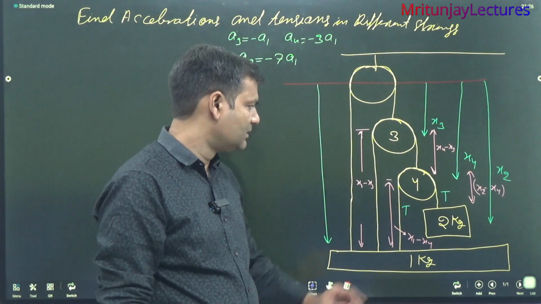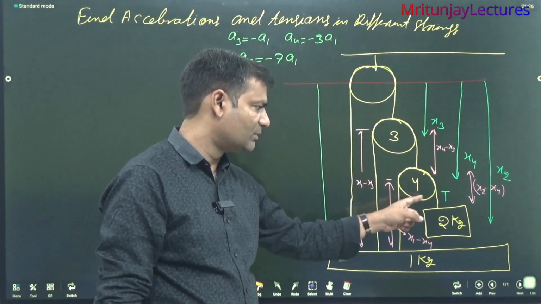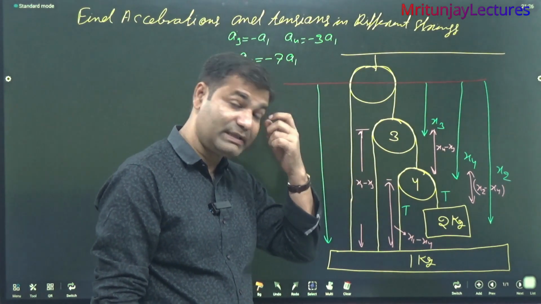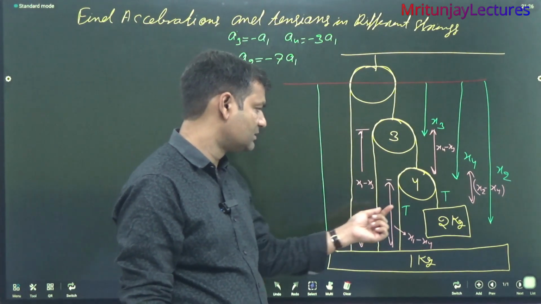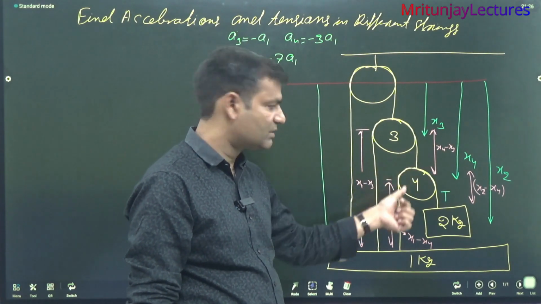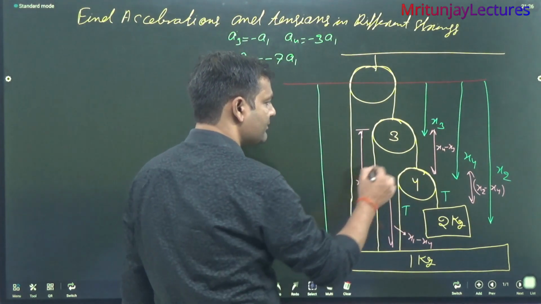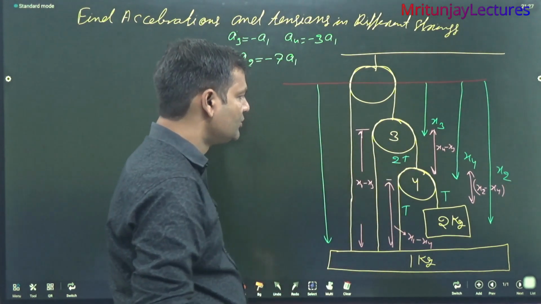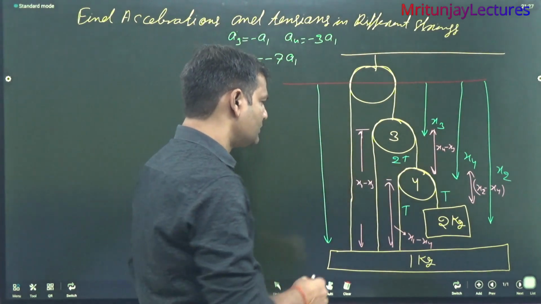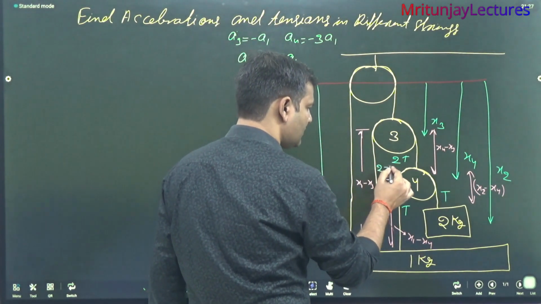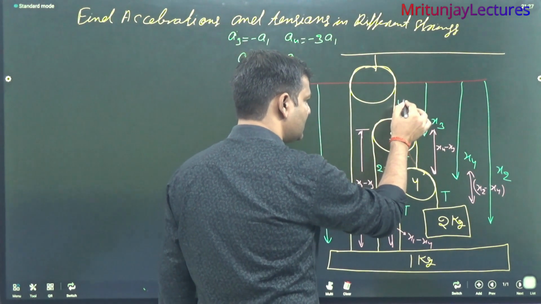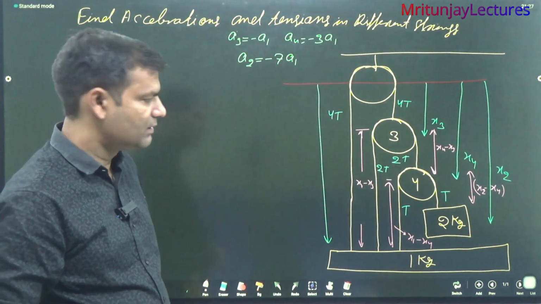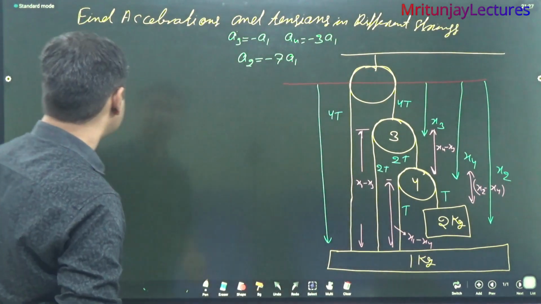Okay, and what about the mass of pulley number 4? That is 0. It means, what about the tension in this string? T plus T, that is 2T. Clear or not? Same, this pulley mass is 0. So 2T and here 2T. Because of the same string, here we generate 4T and here also 4T. Clear or not? Now the free body diagram of the 1 kg mass.